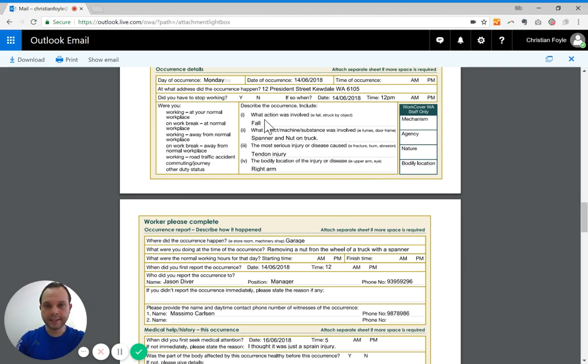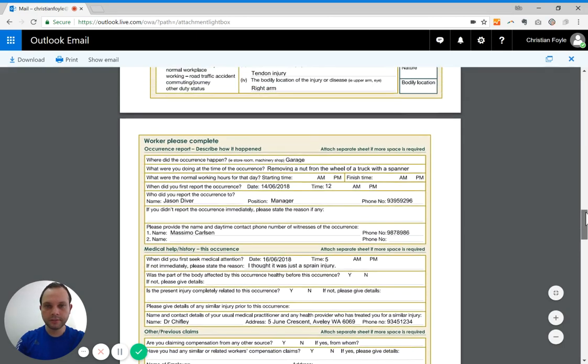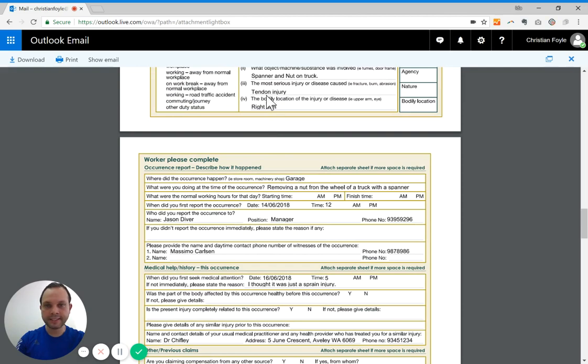So you'll see that the action involved was a fall. The object, machine or substance involved was a spanner and nut on a truck. Down here, it says tendon injury, and the body location is right arm.